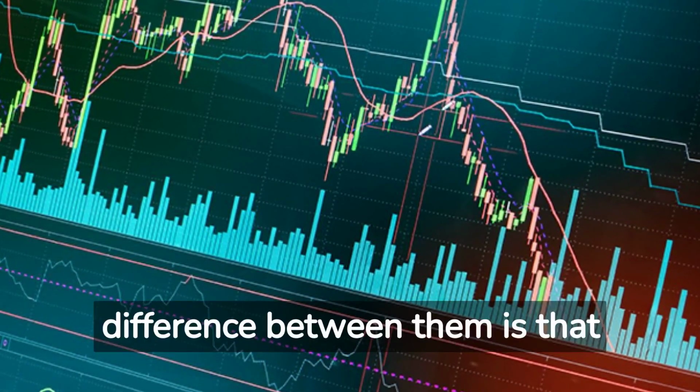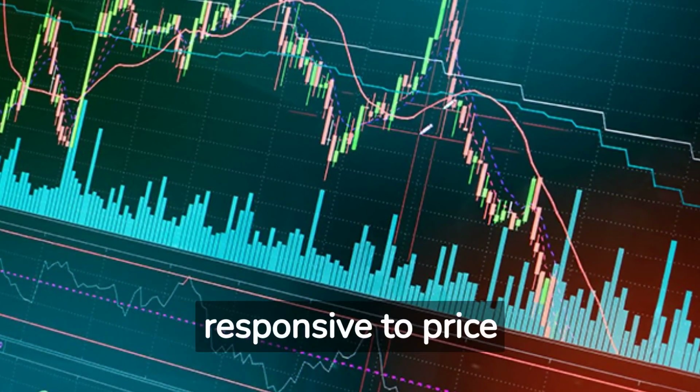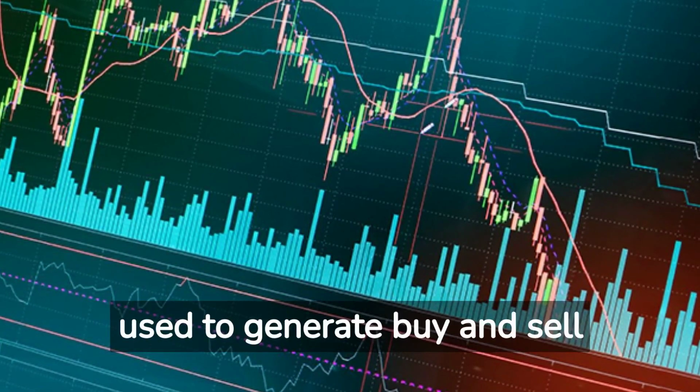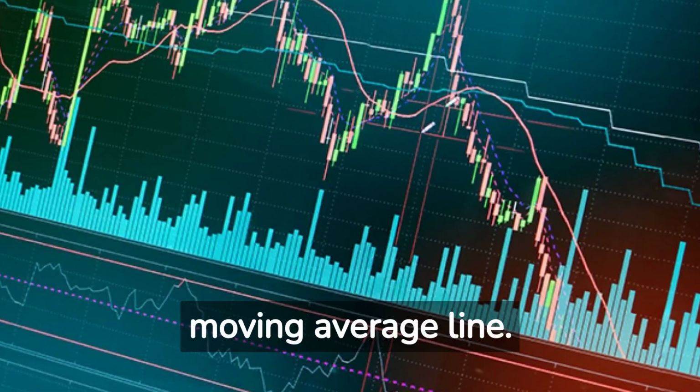The key difference between them is that EMAs give more weight to recent price data, making them more responsive to price changes. Both types of moving averages can be used to generate buy and sell signals as the price crosses the moving average line.